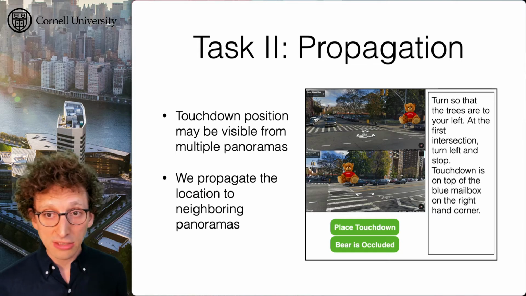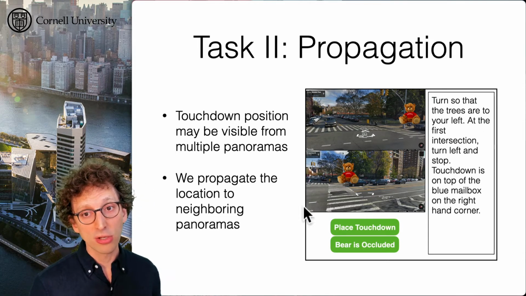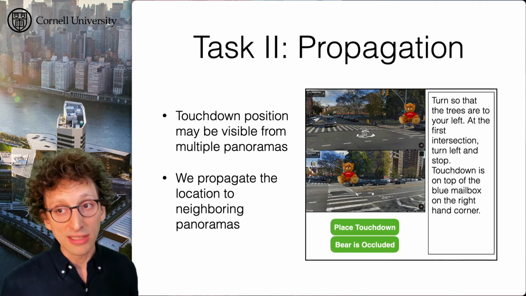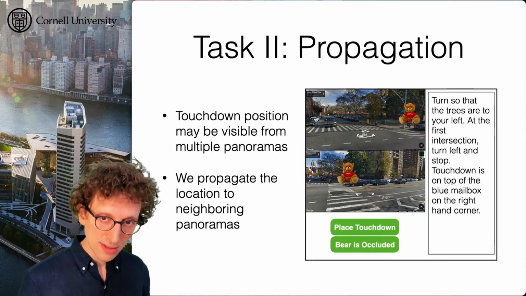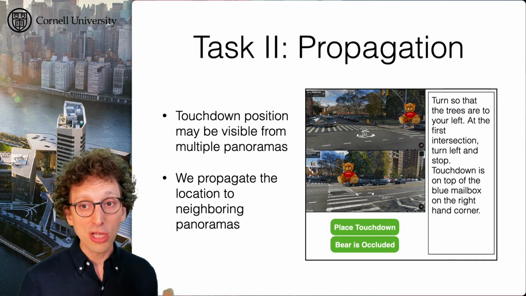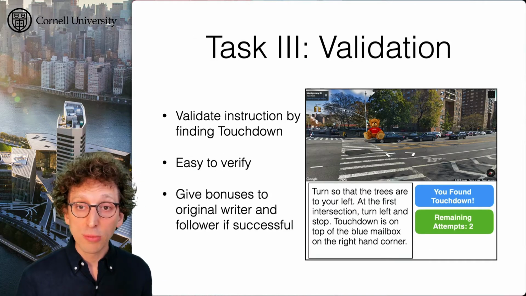And we do this using another task by showing workers the original panorama where touchdown is placed, and showing them a neighboring panorama and asking them to place touchdown in this neighboring panorama. Given this propagated location of touchdown and the instruction, and that we have a starting goal, what we can do is we can do validation.